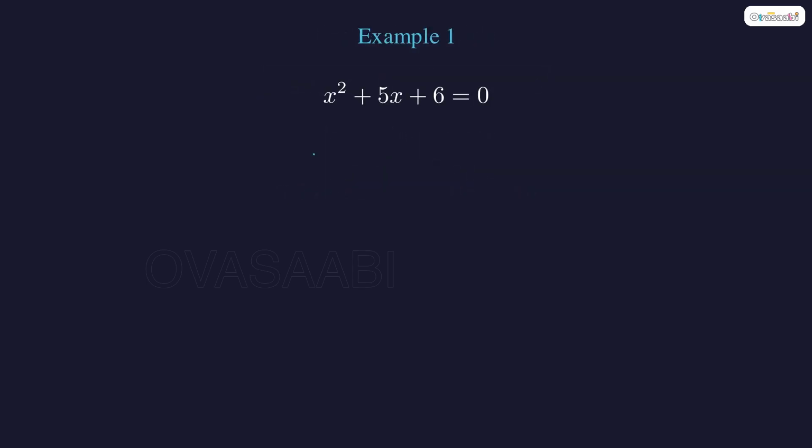Let us solve x squared plus 5x plus 6 equals 0. We need two numbers that multiply to give 6 and add to give 5. Think 2 times 3 is 6, and 2 plus 3 is 5.